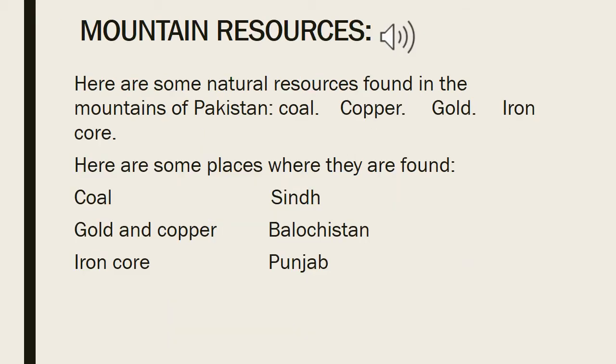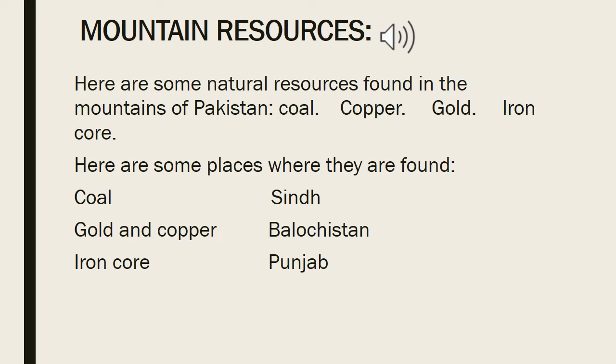Our second topic is mountain resources. Here we have given some resources and they are coal, copper, gold and iron ore. Now here we have given the places where these natural resources are found. Coal is found in Sindh, gold and copper are found in Balochistan and iron ore is found in Punjab.